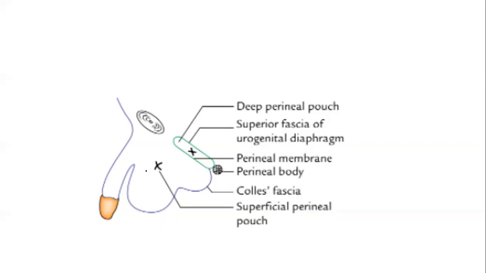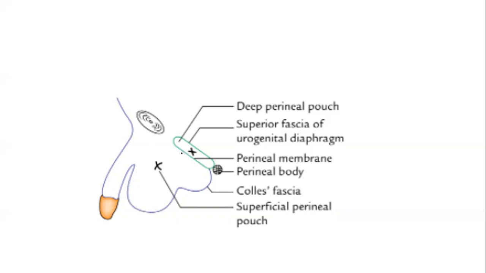That pouch is called the superficial perineal pouch. Did you understand what this picture is trying to convey? Yes, this picture is telling the location and the boundaries of the perineal pouches. The superficial perineal pouch is bounded by the deep fascia of the abdomen, or the Colles fascia, and the perineal membrane above.